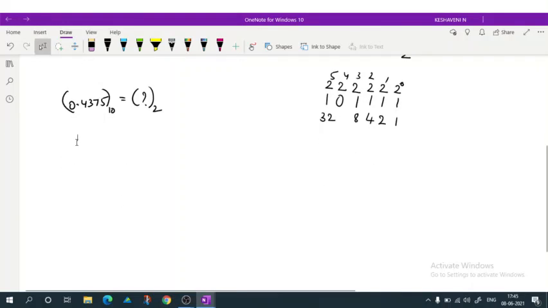Now I'll show you. First consider 0.4375. You have to multiply by 2.